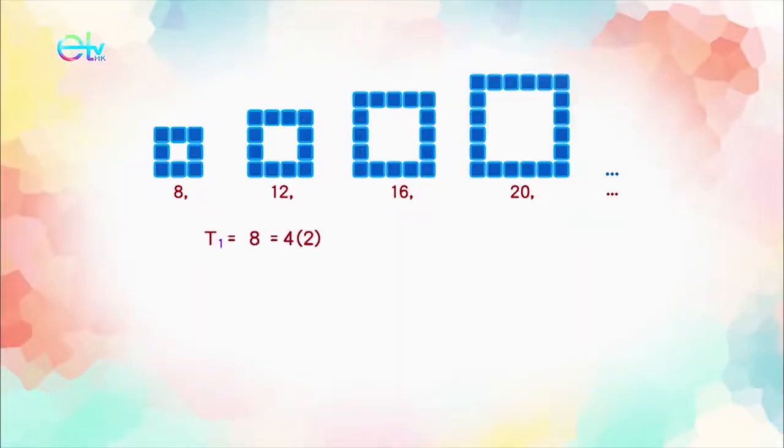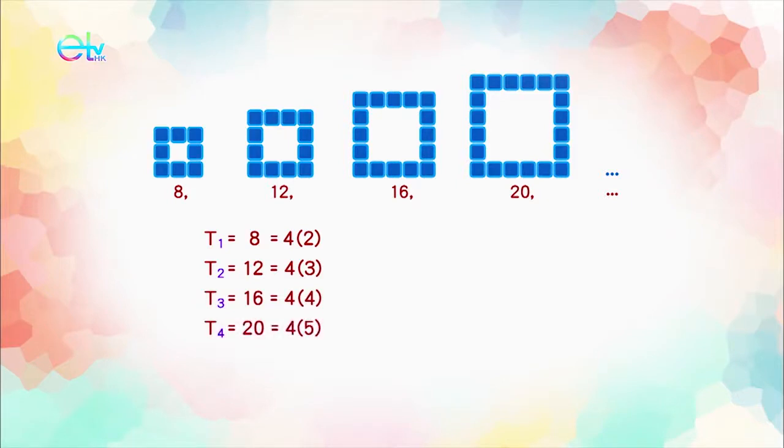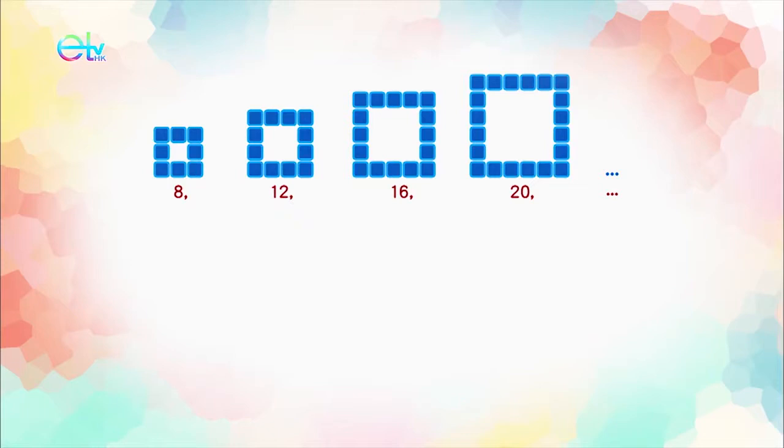The first term, T1, is 8. That is 4 times 2. The second term, T2, is 12. That is 4 times 3. The third term, T3, is 16. That is 4 times 4. The fourth term, T4, is 20. That is 4 times 5. We would rewrite the expression as follows to find the nth term easier.